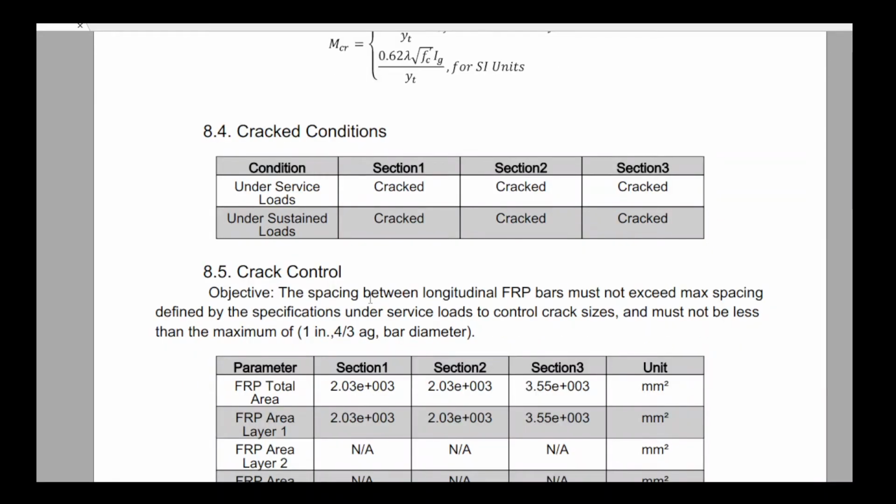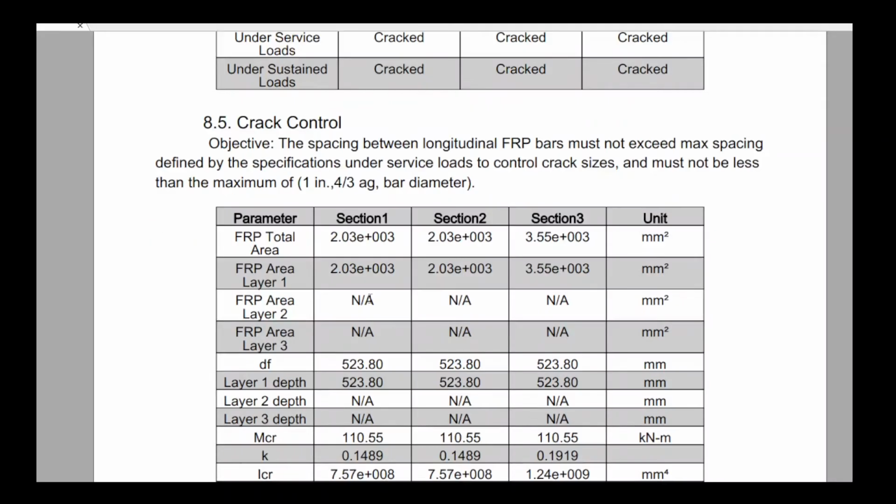The first design mode is crack control, and the software designed for this mode. So the objective is that the spacing between longitudinal FRP bars must not exceed the maximum spacing defined by the guidelines from ACI, or the Z value from the CSA, where the maximum must not be less than the maximum of 1 inch, 4/3 of the aggregate size, or the bar diameter.